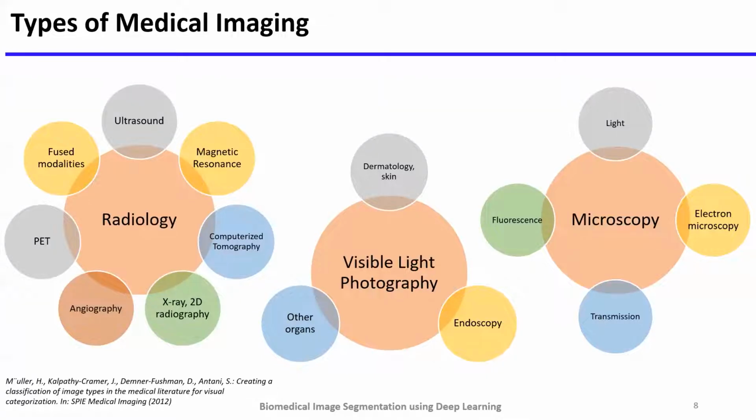We also have one category that is microscopy based biomedical images. Here we see electron microscopy, transmission related aspects, fluorescence, and light based images. So these are the different types of biomedical imaging which we perform to acquire the impressions or images of the human body, so that we can analyze them for our further decision making processes.